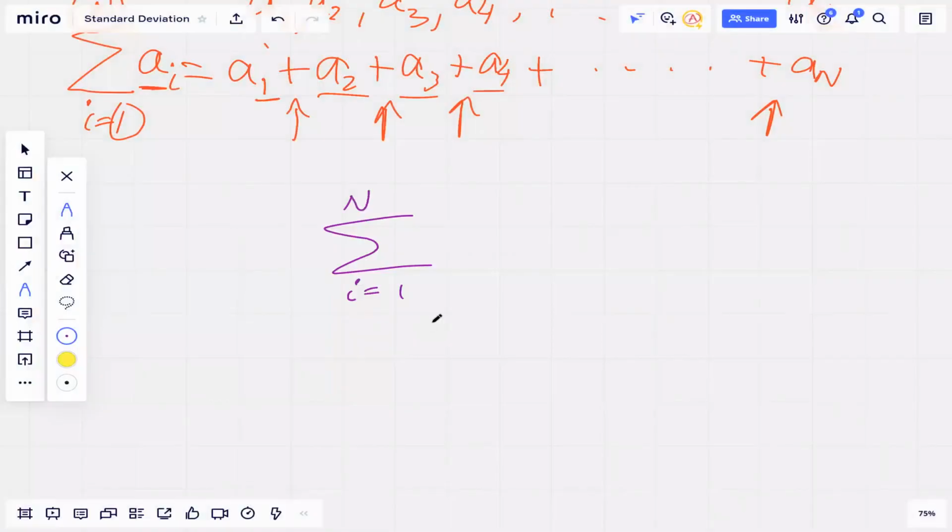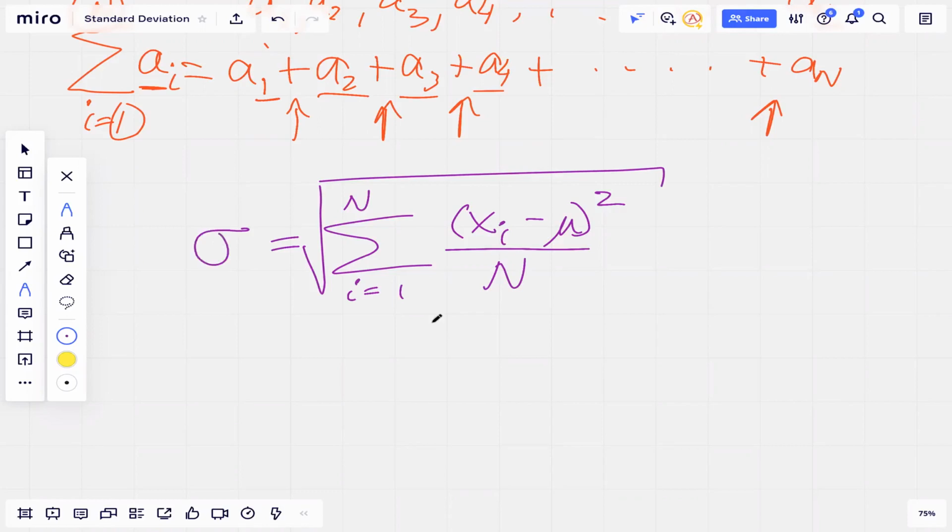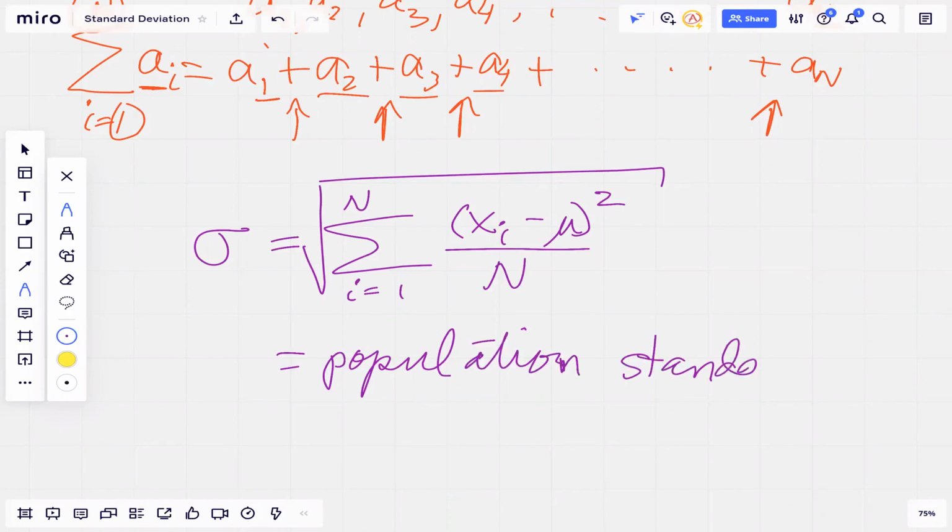It's capital sigma, I equals 1 to N of x sub I minus mu. We square that and then divide by capital N, and then we take the square root of that, and that equals our little sigma. So this is called our population standard deviation.